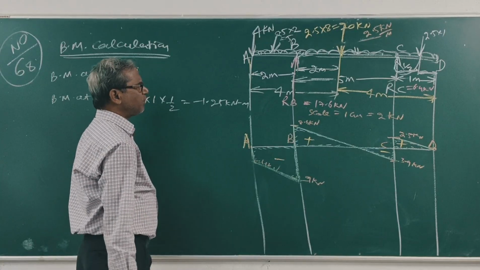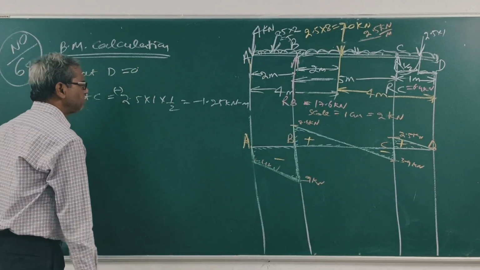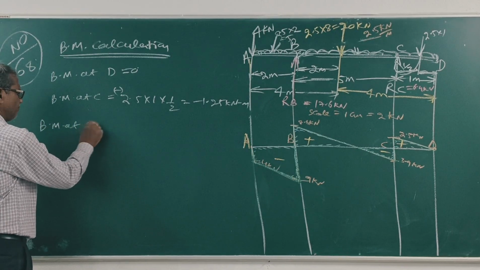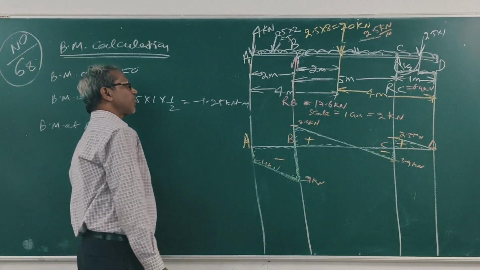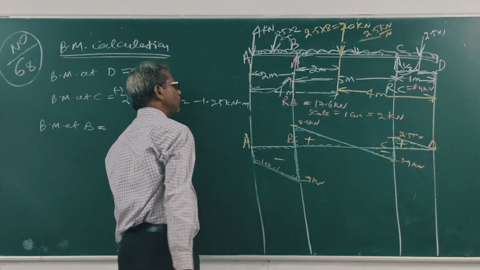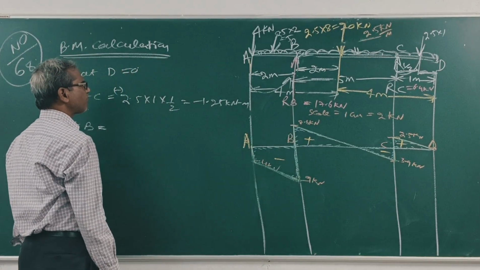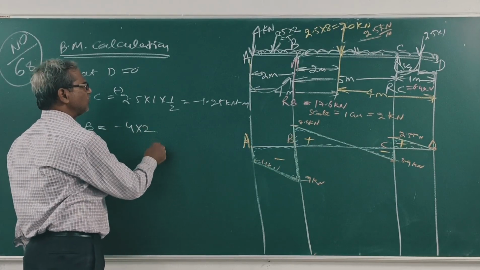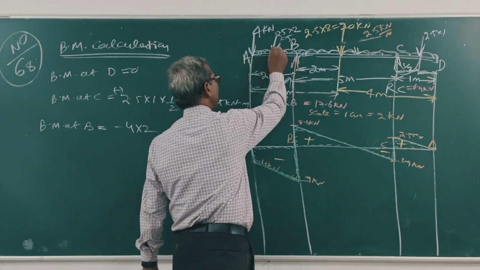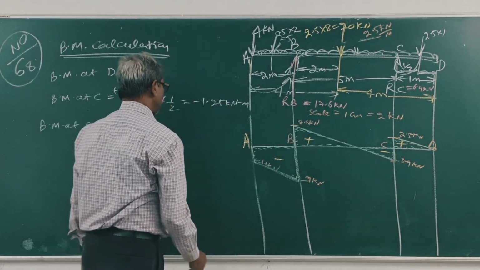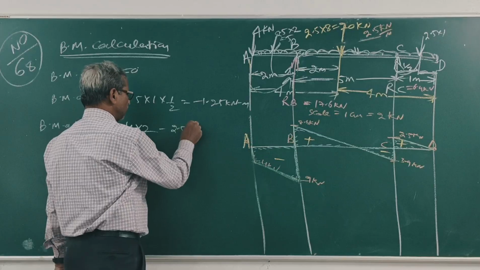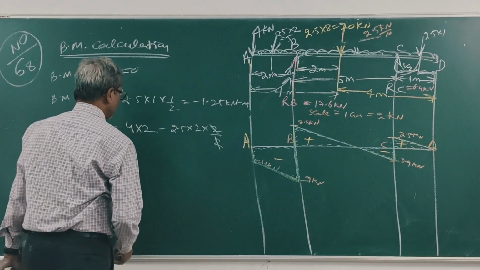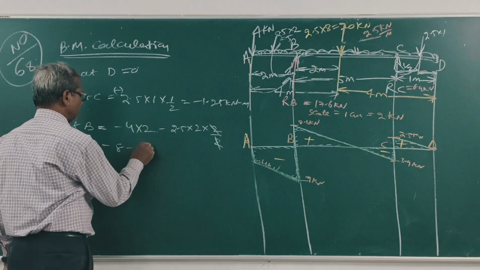at point B, let's see, 4 into 2 minus 2.5 into 2 into 2 by 2. This is minus 8 minus 5, minus 13 kilonewton meter.